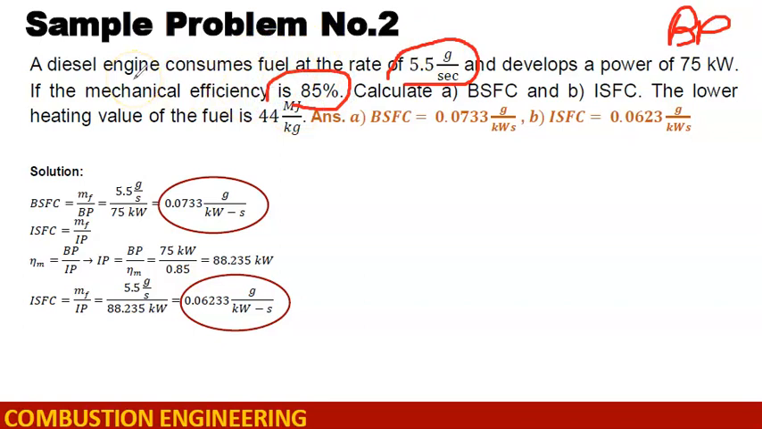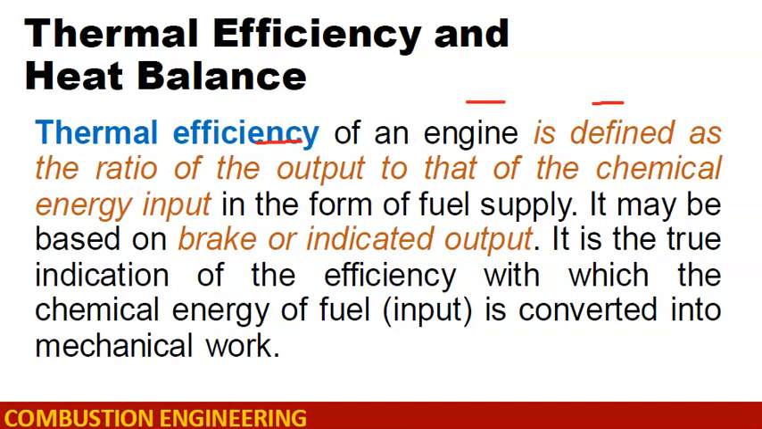Take note that mechanical efficiency is BP over IP, or the brake power output of the shaft divided by the indicated power input from the combustion chamber. We need to calculate the brake specific fuel consumption and the indicated specific fuel consumption if the lower heating value of the fuel is 44 megajoules per kilogram. For the BSFC, we can use our formula in slide number 40 of our presentation.